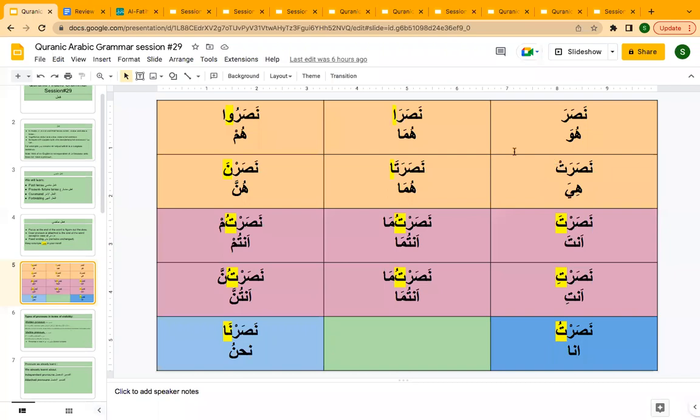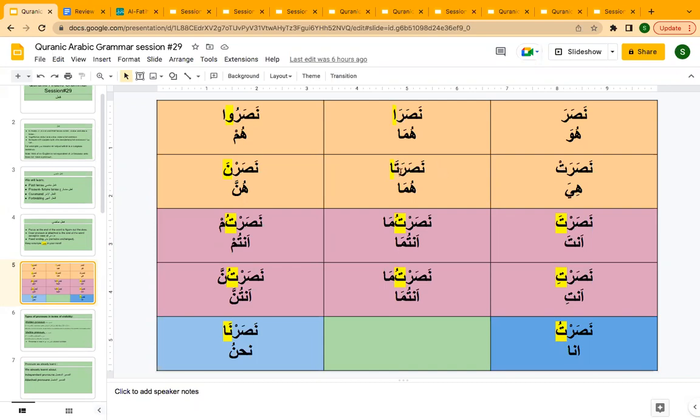So when I came to Nasarat, is the dhamir mustatir or baris? It is baris. So where is the dhamir? Alif is the dhamir, and it is visible, and it is baris. What is Ta telling here? What is Ta? It is for feminine. It is the same Ta that came here.